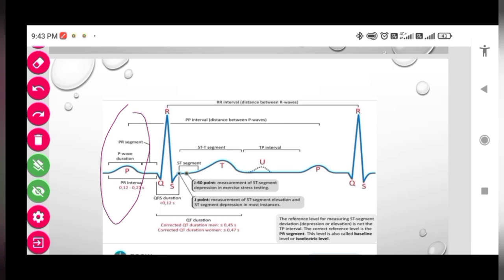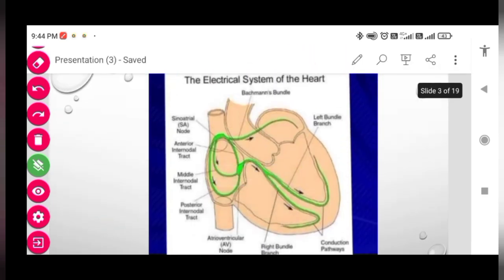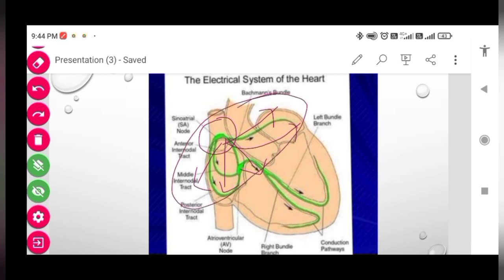Let me show you here. The impulses which are generated from the SA node are conducted through the atrial cells by gap junctions between the atrial cells, and the impulses spread to the various parts of the atrium. This electrical depolarization of the atrium is represented as a P wave on the ECG paper.